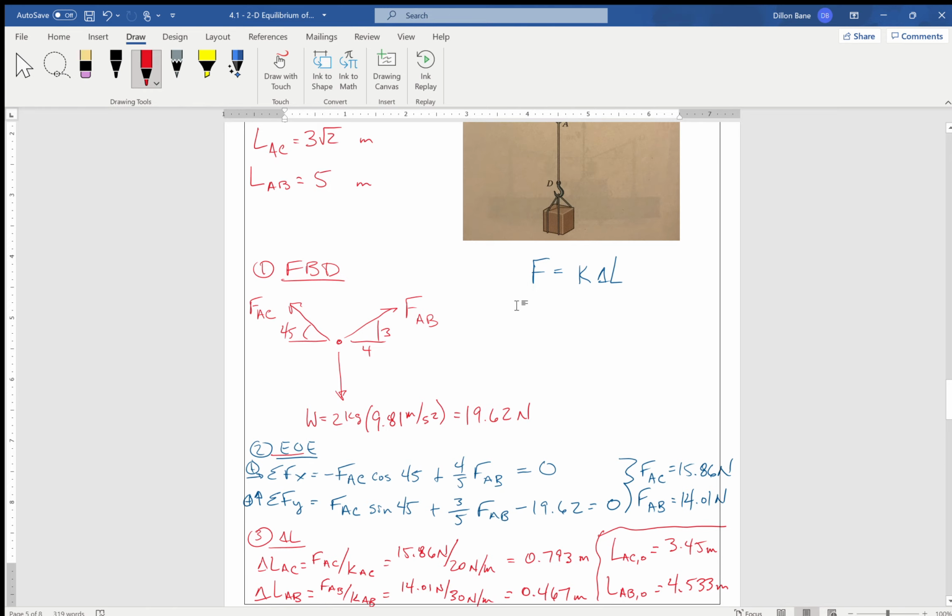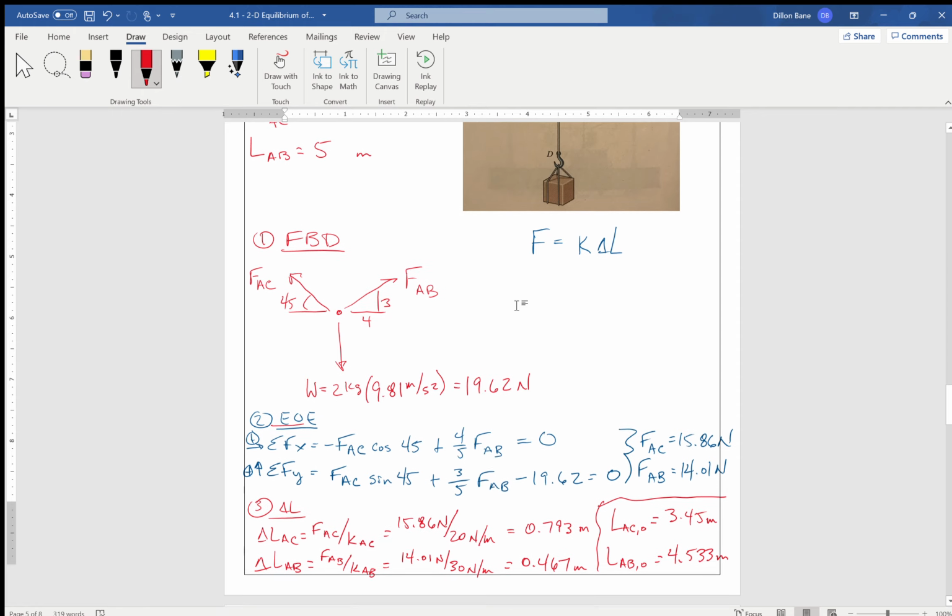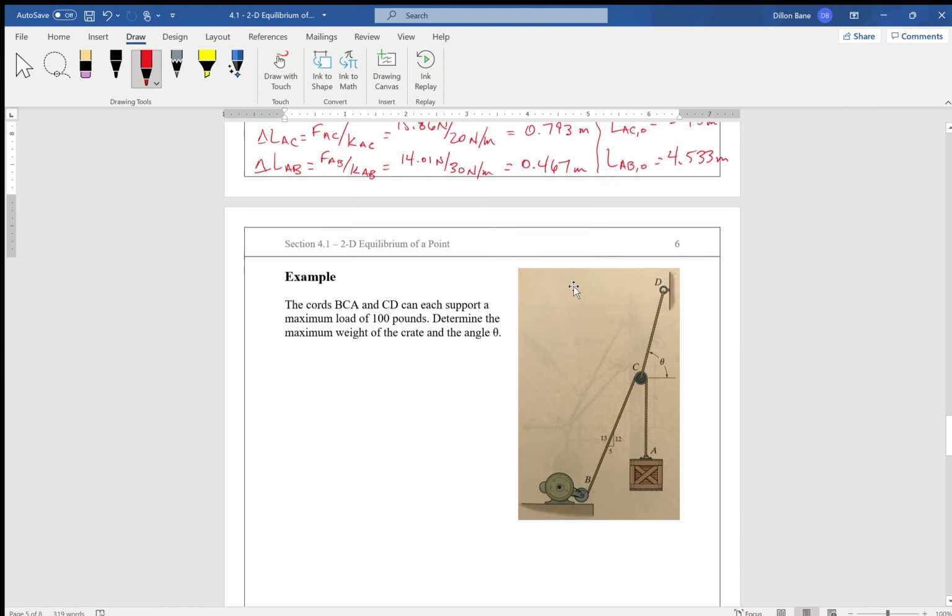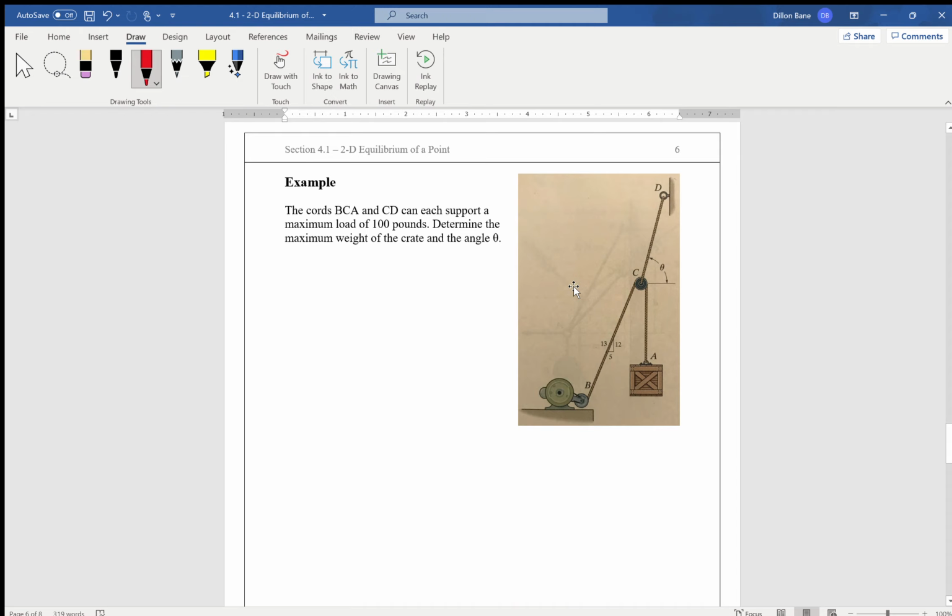Since this is a video and you don't get to ask questions, let's just keep moving on to our next example, where we look at another load, a crate that's supported at point A by a rope that goes up and over a pulley, and the pulley is suspended from a rope at point D. The example wants us to determine the maximum weight of the crate and the angle theta if all of the ropes can only hold 100 pounds.